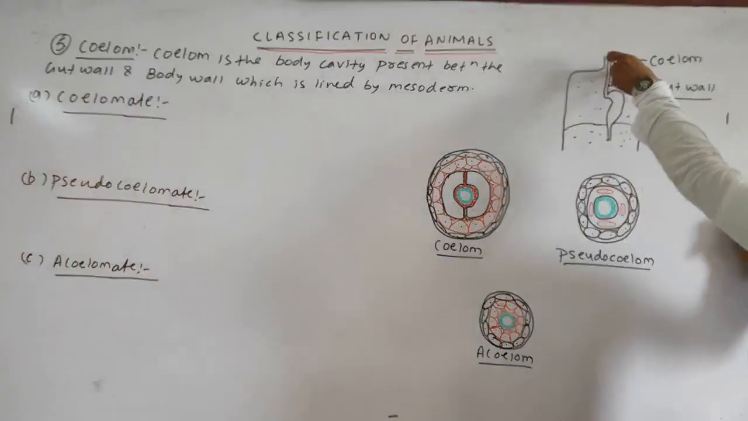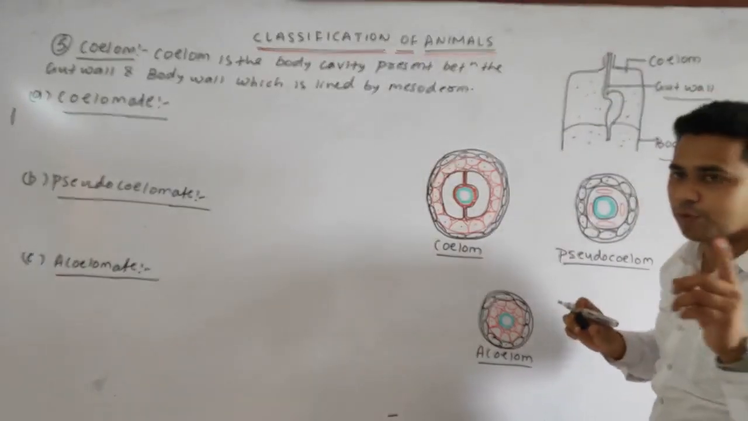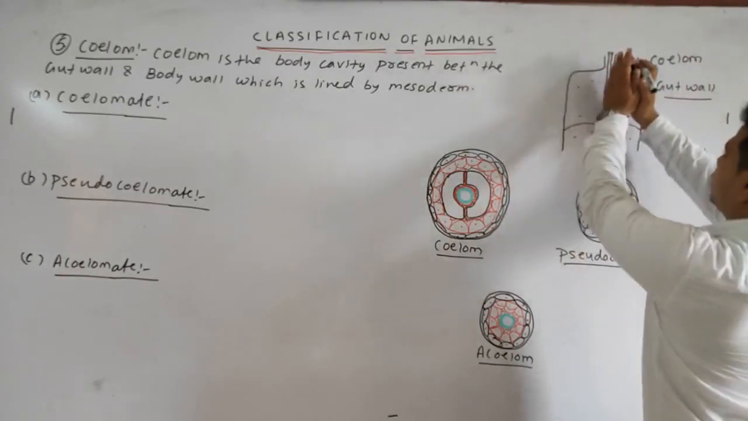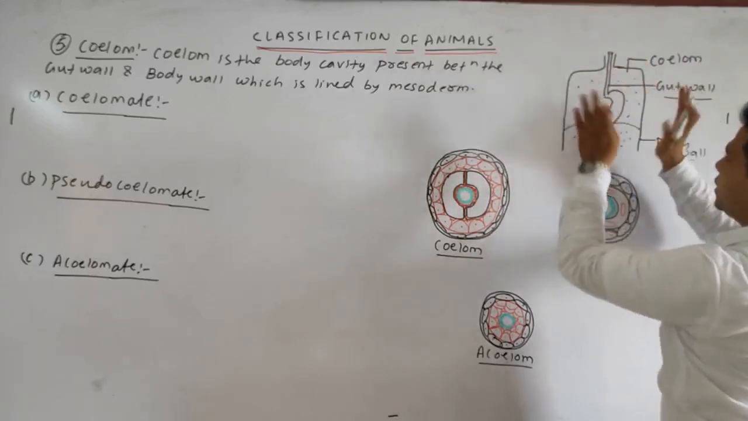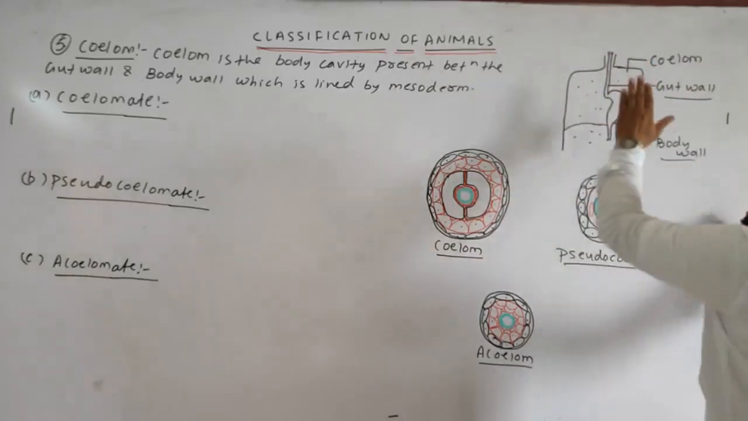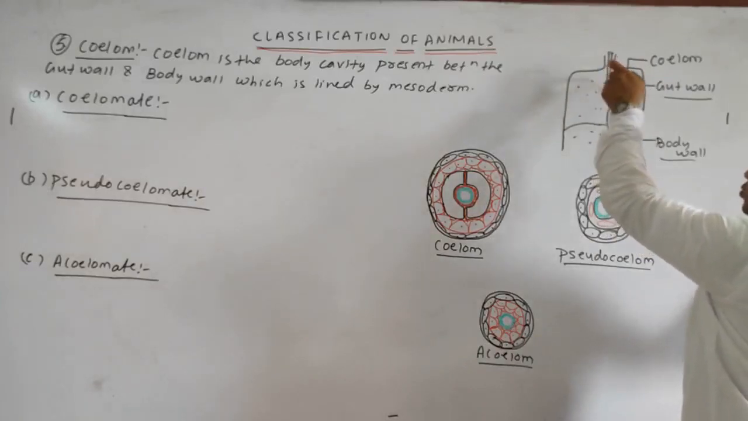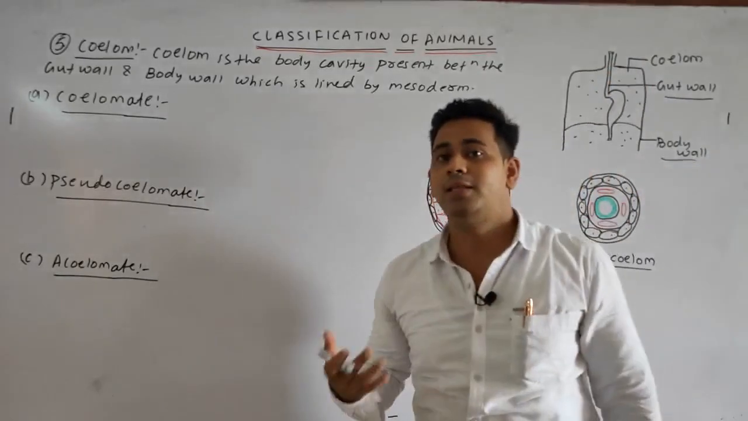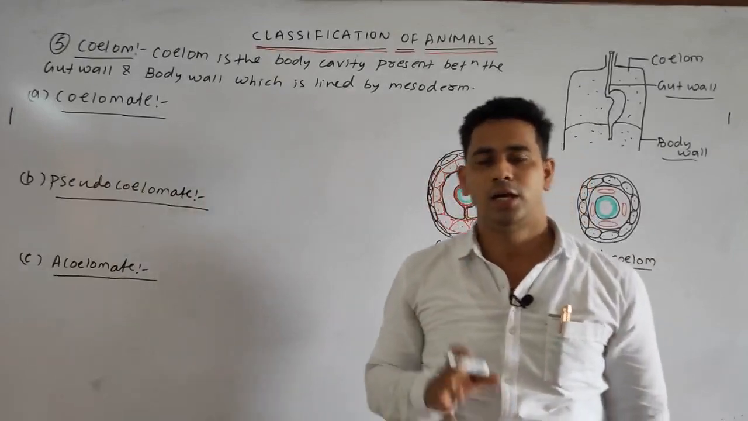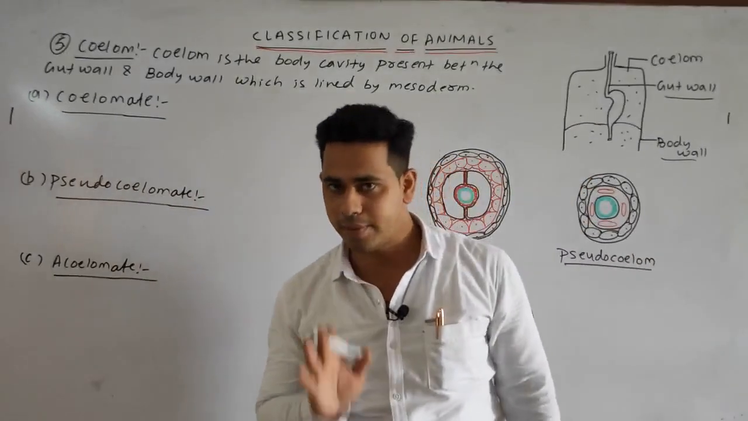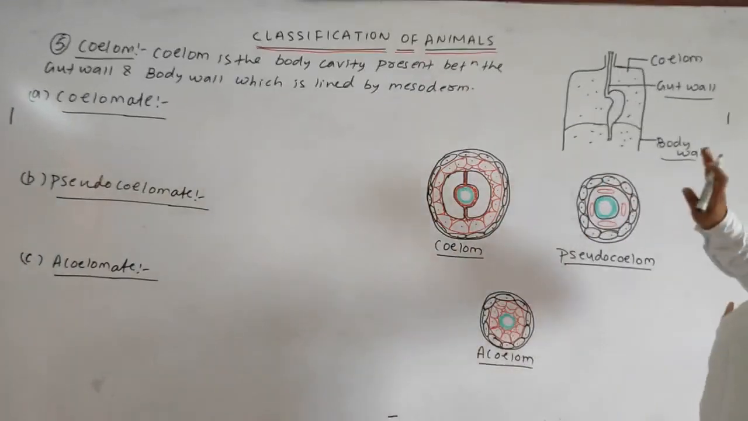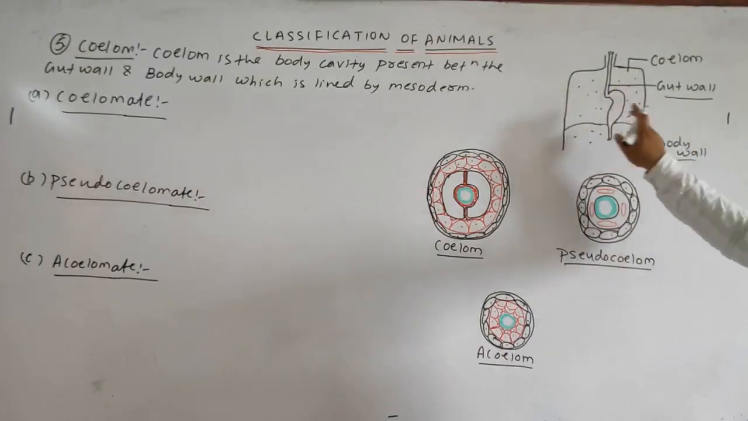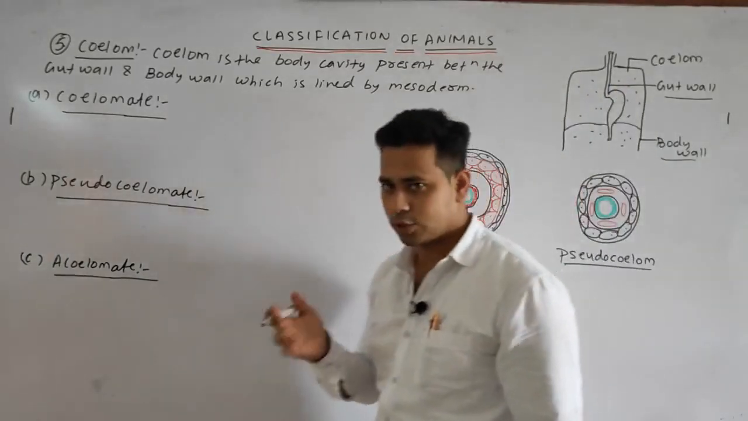As you know, this is the tube within tube plan. We discussed the tube within tube plan. Suppose this is a tube within a tube: the body wall is one tube, and this one is another tube, the alimentary canal or the gut. So the cavity between the gut wall and the body wall is nothing but the coelom, but it is lined by the mesoderm. The criterion is that it should be lined completely by the mesoderm. So what is coelom? It is the cavity present between the gut wall and the body wall, and it should be lined by the mesoderm layer.